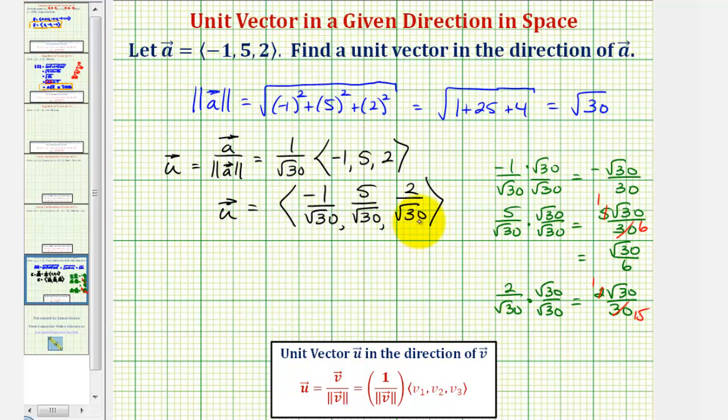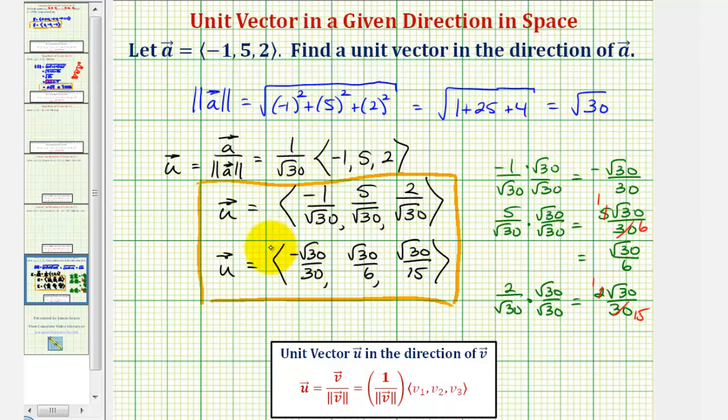So if we do have to rationalize the denominators of each of these components, we could also express the unit vector with an x component of negative square root 30 over 30, the y component as square root 30 over 6, and the z component as square root 30 over 15. So it is important to recognize that these two unit vectors are the same, just the components are expressed in a slightly different form. And for the purpose of our homework, I'm okay with leaving it in this form here. But we should be aware of both forms.